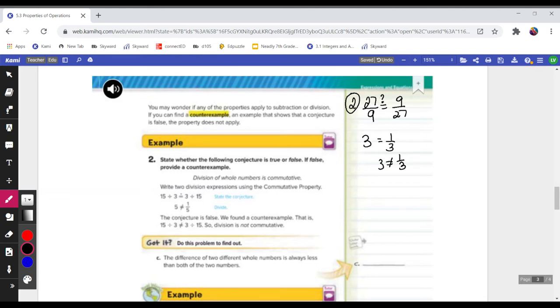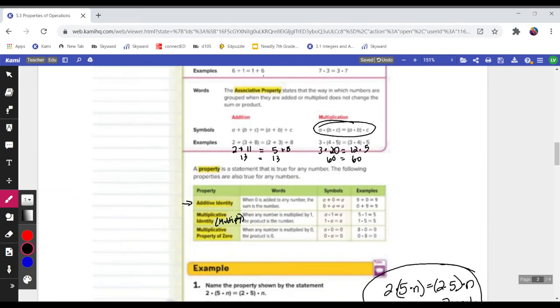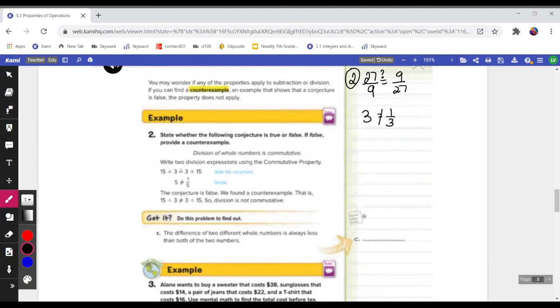So 27 divided by 9, does that equal 9 divided by 27? Does 3 equal 1/3? No. No, it doesn't. So this is not commutative.